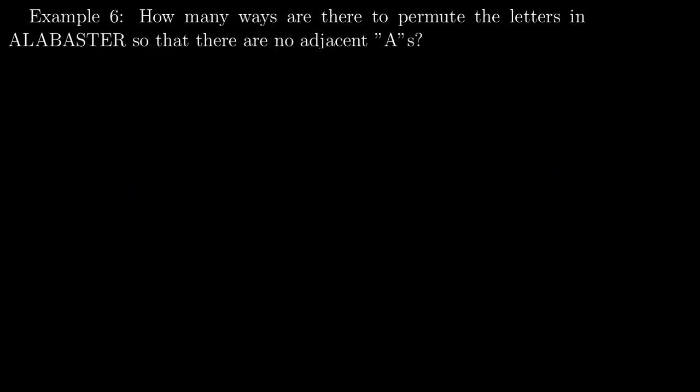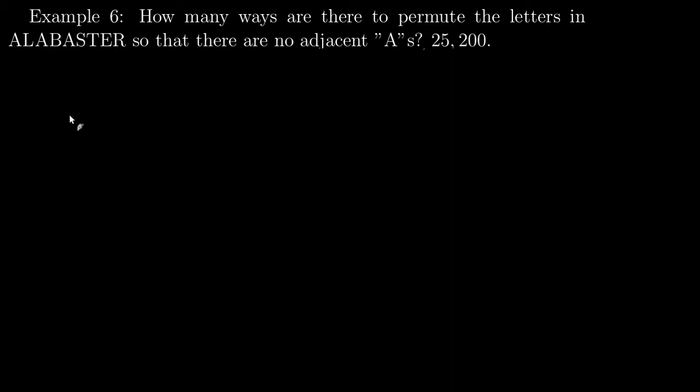Okay, last example. How many ways are there to permute the letters in alabaster so that there are no adjacent A's? Pause the video, try to solve this. Okay, here's the idea. There are 25,200 ways, and this is what's happening.